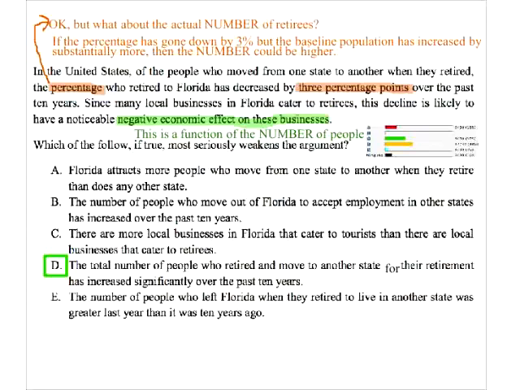This means you've got a total increase in the total baseline population. So if D is true, then that means you have a lot bigger number of people. So if that statement is true, then our smaller percentage most likely represents a larger absolute number of people.